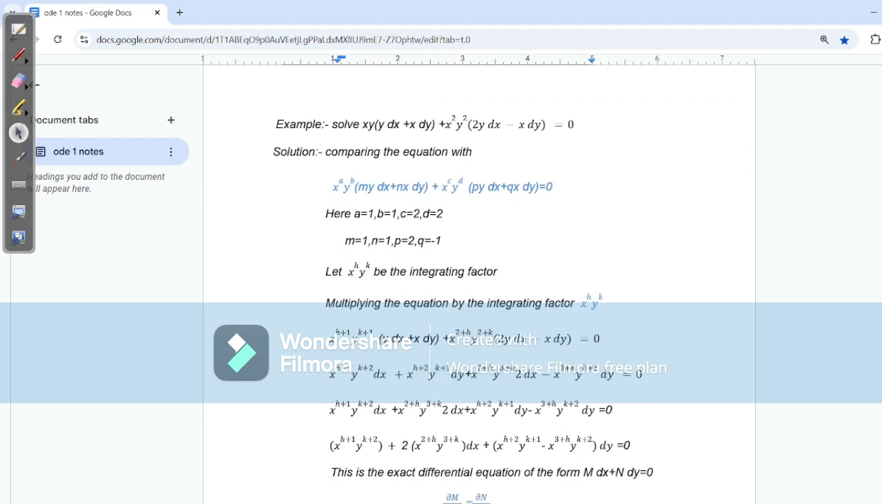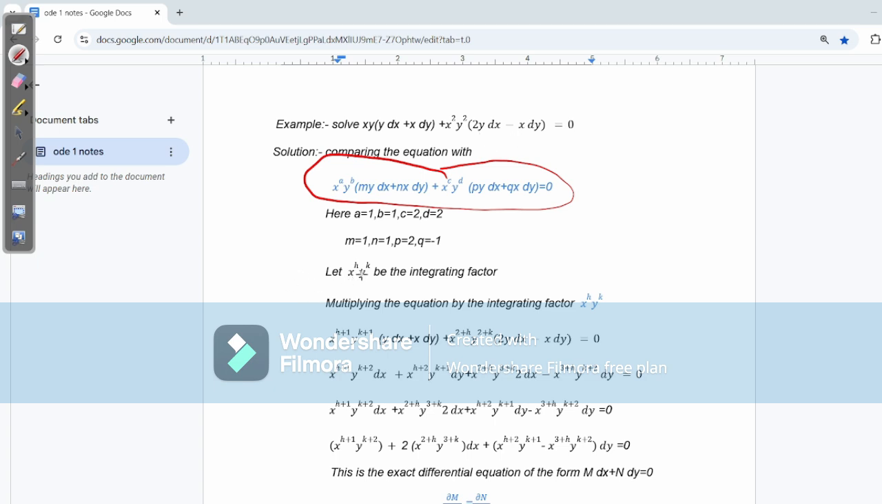Okay, this is the question: (xy)(y dx + x dy) + x²y²(2y dx − x dy) = 0. Comparing the equation with this standard form, where a value is 1, b value is 1, c value is 2, d value is 2, m value is 1, n value is 1, p value is 2, q value is −1.